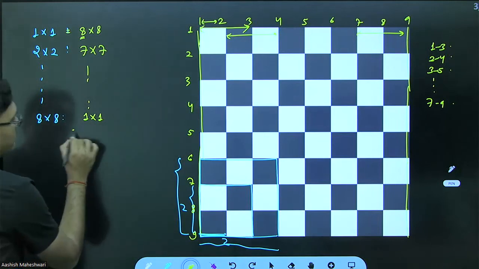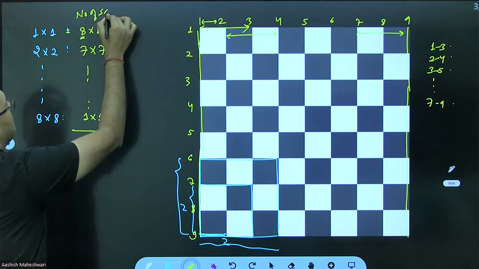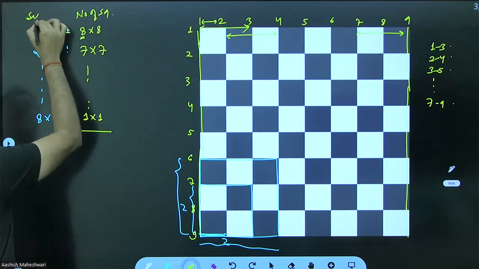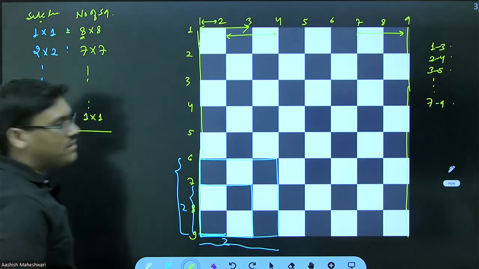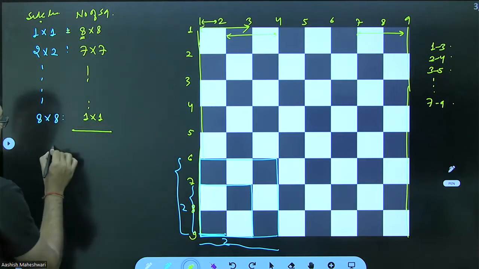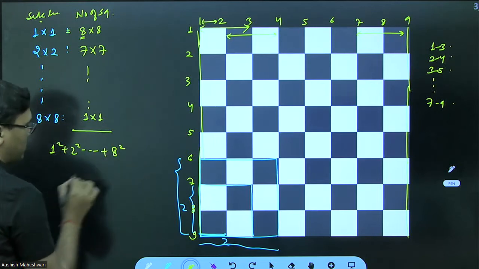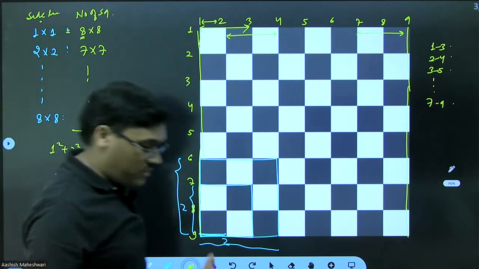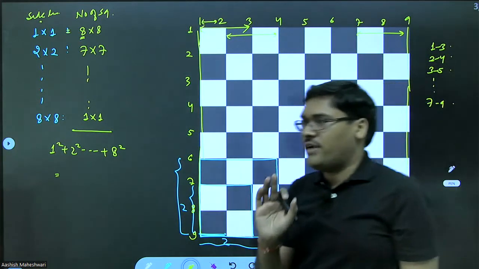So total number of ways will be what? Total number of squares. This is the side length, or unit, you can say, right? Dimensions, you can say. So what is this? This is 1 square plus 2 square plus ... 8 square. This is the total number of squares which we have in this grid of 8 cross 8.